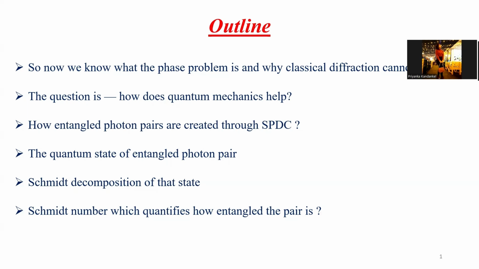So in the next few minutes, I will cover four things. First, how entangled photon pairs are created. Second, the quantum state of the entangled photon pair. Third, the Schmidt decomposition of that state. And finally, the Schmidt number which quantifies how entangled the pair is.